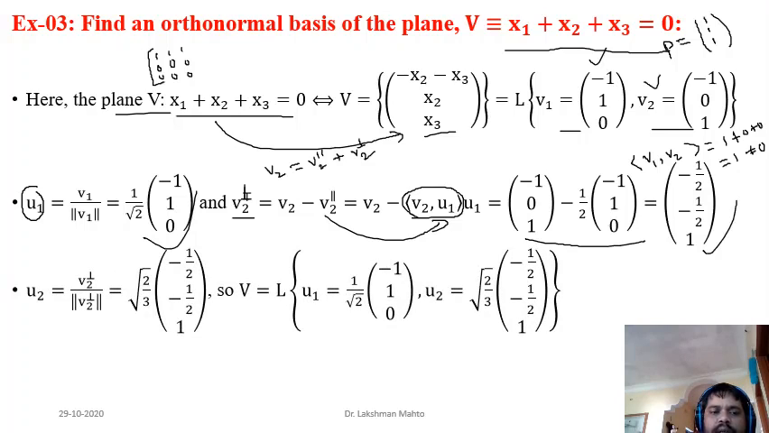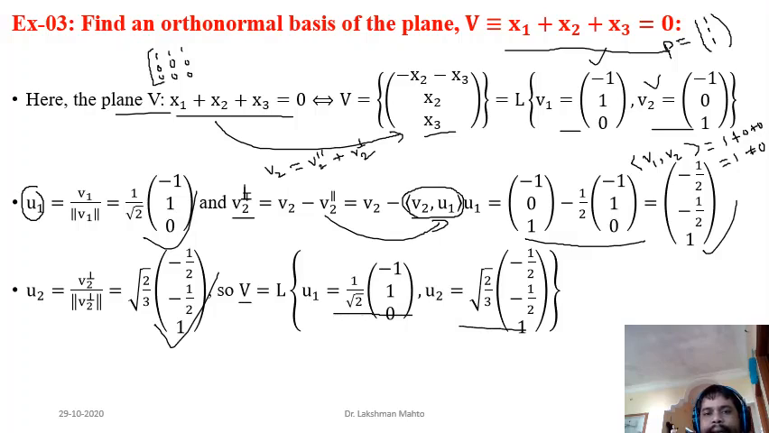So how will you get U2? Just by normalizing V2 perp, that means dividing by the norm of V2 perp. The norm of V2 perp would be the square root of 3 by 2. So you are getting U2. This is the unit vector which is orthogonal to U1 as well. So in that process you got the orthonormal basis, U1 and U2, an orthonormal basis.